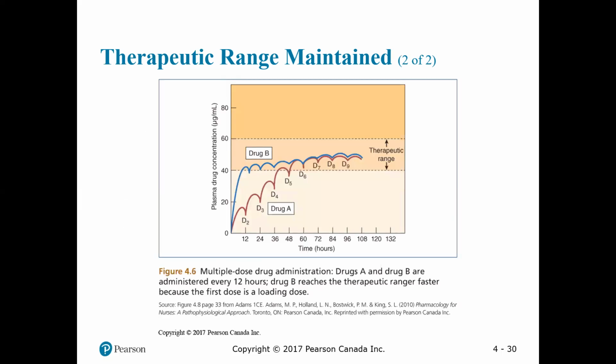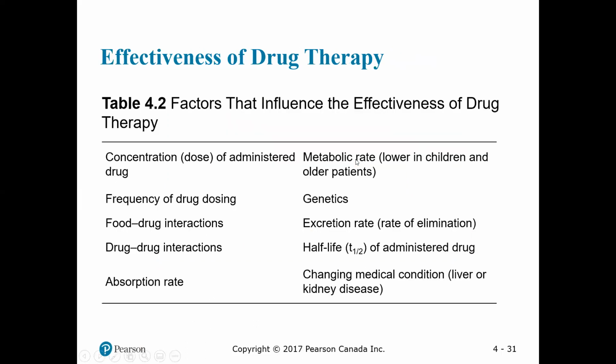Next, the therapeutic range is maintained. They are showing us on the graph, drug A and drug B. We start from 0 and it goes up to the therapeutic range.